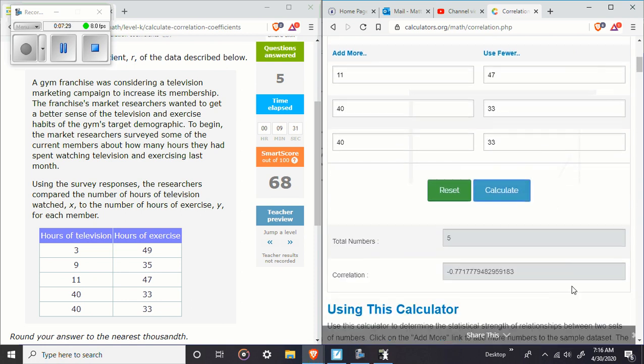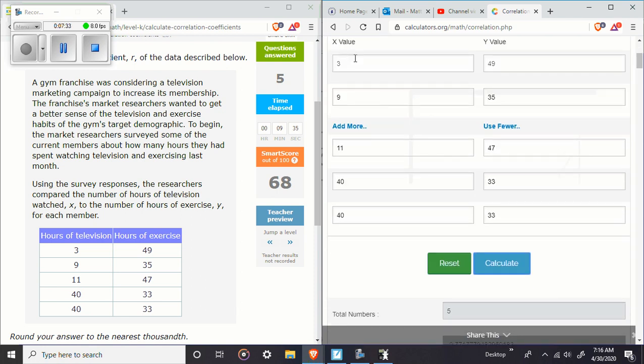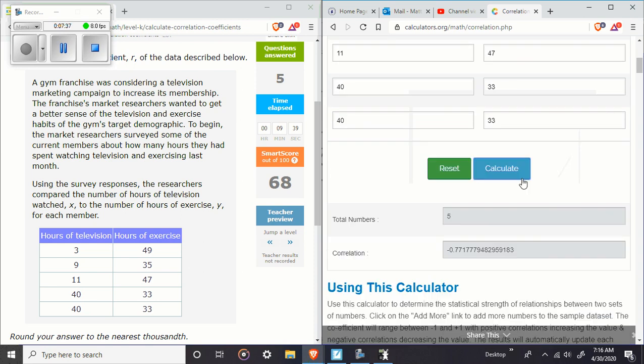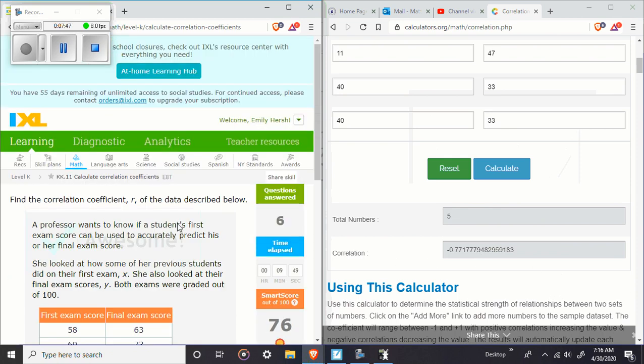So when you calculate it, yeah, there's a general correlation there. So as these numbers went up, these numbers generally went down, and that's a pretty decent correlation coefficient. So -0.772. Please round your numbers correctly, okay? So anyway, give some of these a try.